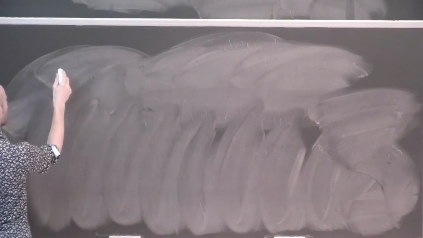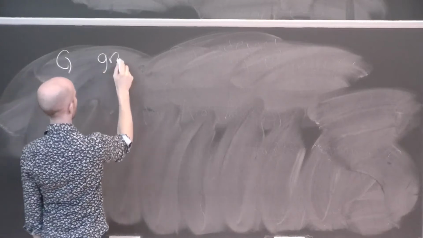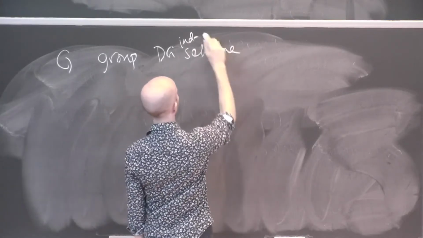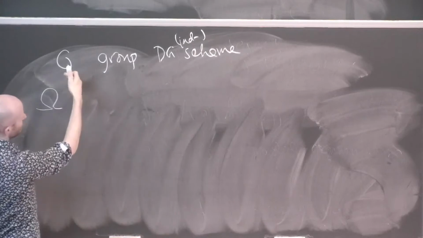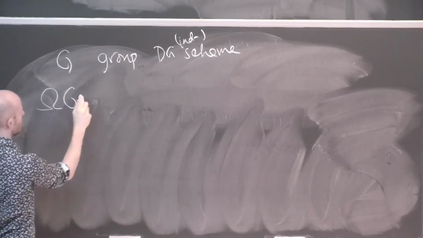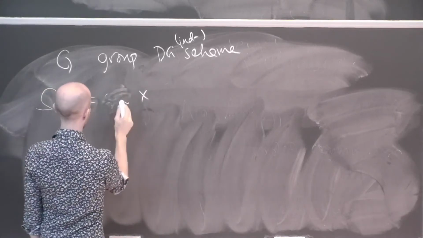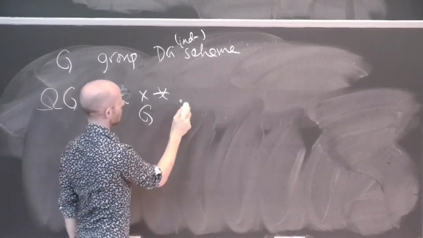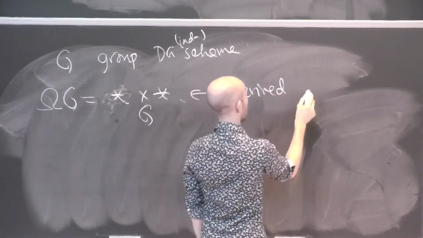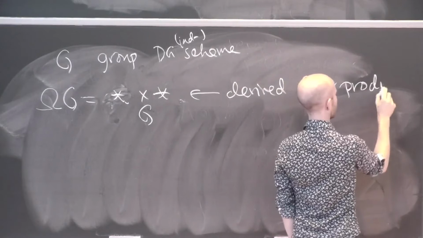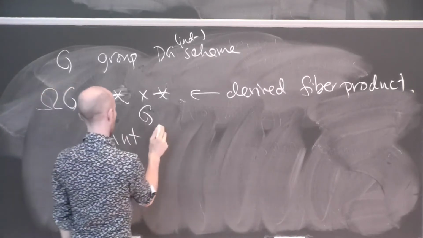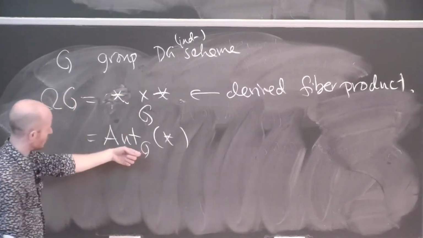So now, if you have G, a group DG scheme, or maybe ind scheme, there's a construction, and it doesn't really matter that G is a group, called omega G, which is the following. Here you take the derived fiber product, point times point over G. So you should think about this as automorphisms of this point inside of the scheme G.